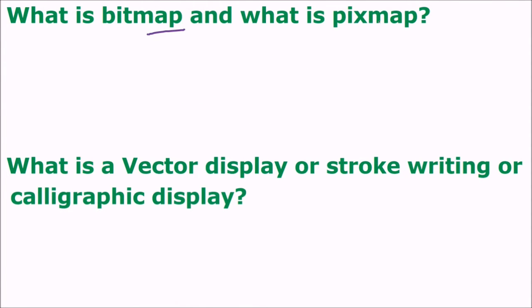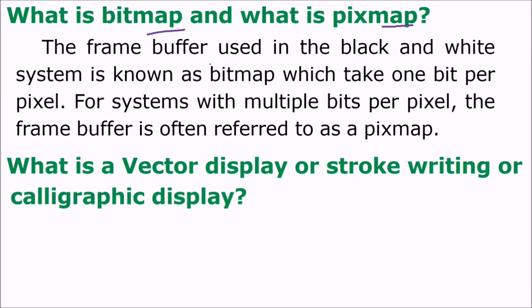What is bitmap and what is pixmap? The frame buffer used in a black and white system is known as a bitmap, which takes 1 bit per pixel. For systems with multiple bits per pixel, the frame buffer is often referred to as a pixmap.